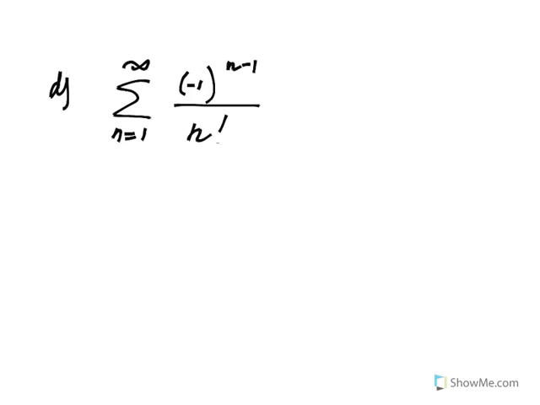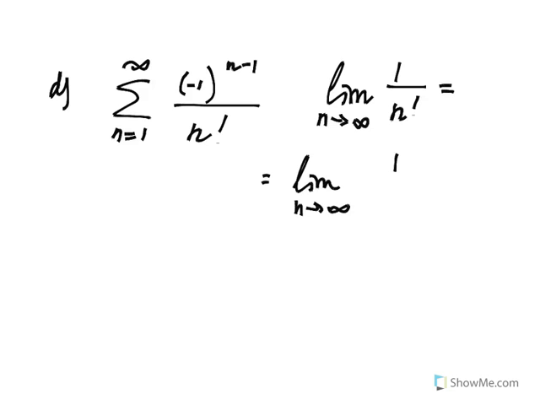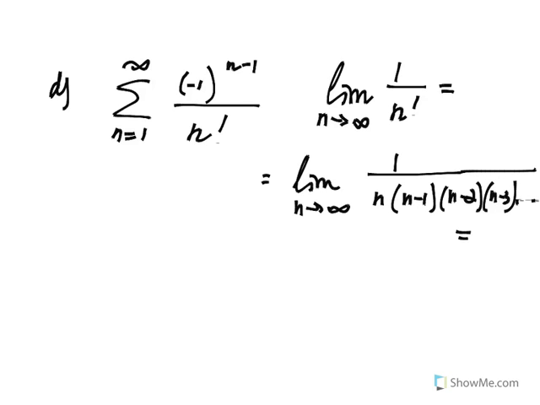The next example, number D. So we're going to first consider the sequence 1 over n factorial as n approaches infinity. I can rewrite it as 1 over, so what's n factorial? It's n times n minus 1 times n minus 2, n minus 3, and so on. As n gets bigger and bigger, the denominator gets bigger, the whole fraction becomes smaller. So the first condition works, so we can conclude that this series might converge by the nth term test.